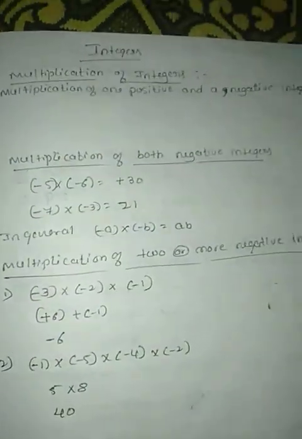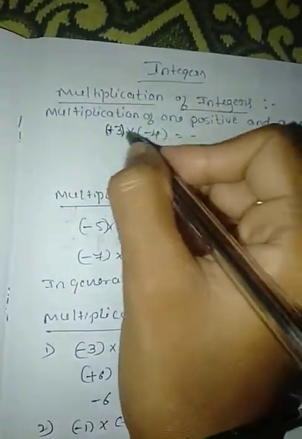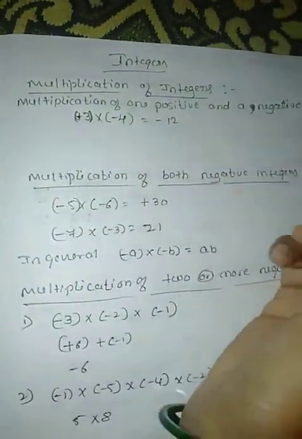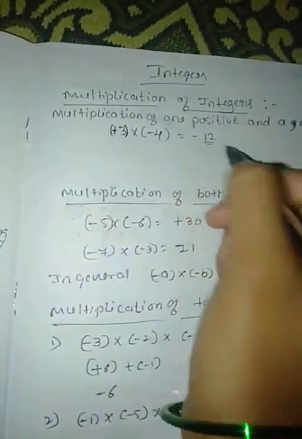See here, I'll take one positive integer, that is 3, into one negative integer, that is minus 4. How to multiply? First we have to multiply the sign. Here plus 3. Remember that. Plus into minus is minus. 4 3s are 12. When we multiply one positive integer and one negative integer, we will get a negative integer.